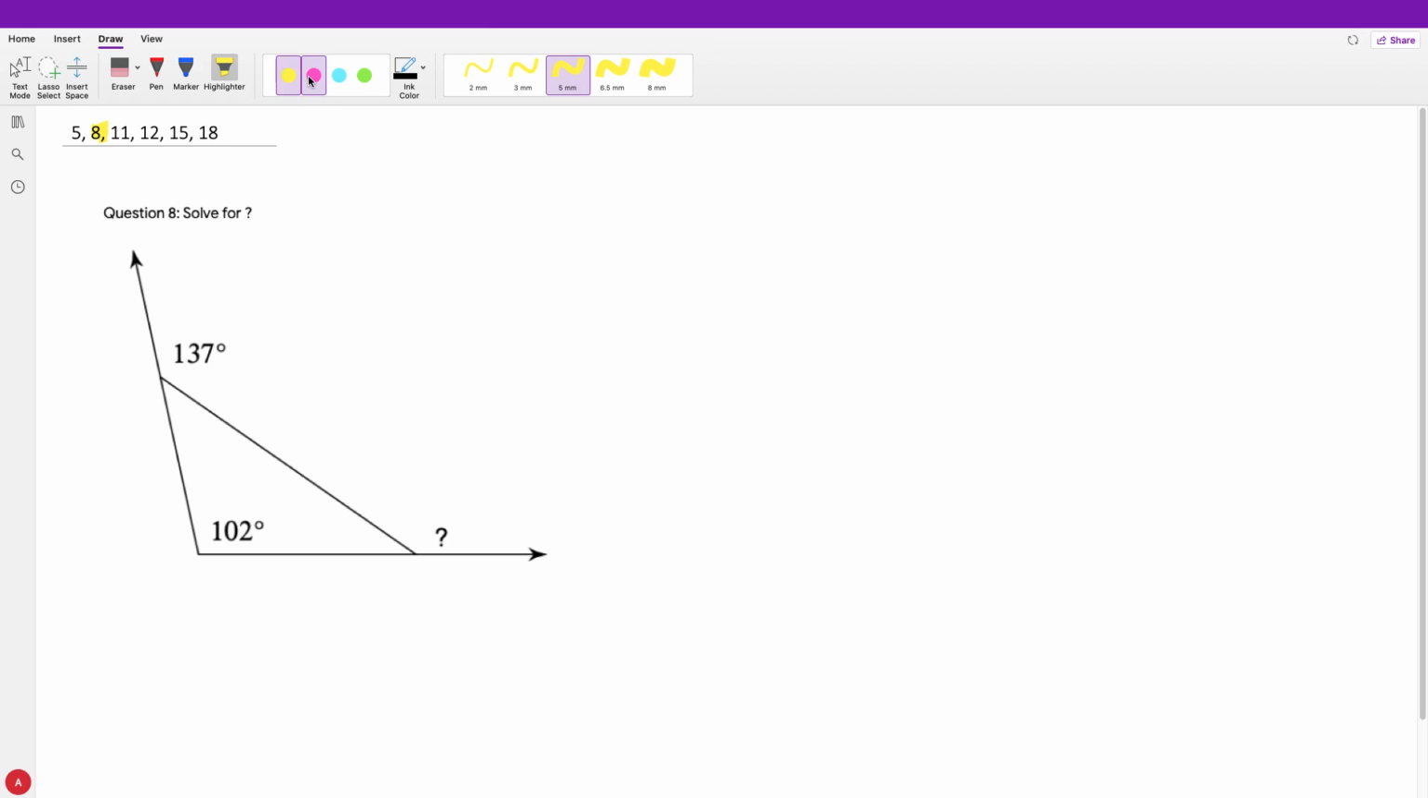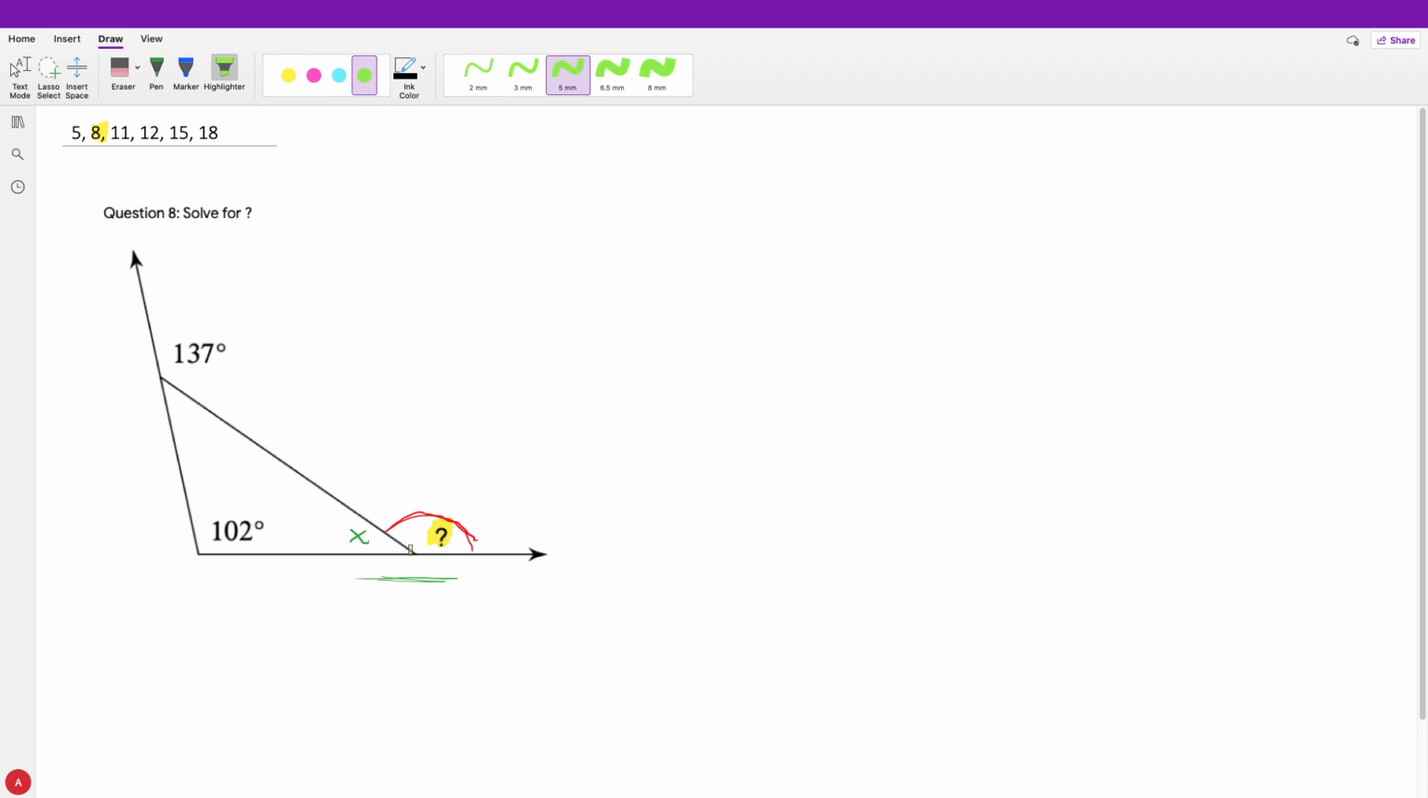All right, so we're asked to solve for this question mark here. What is the measure of this angle, from here to here? In order to solve for that, I need to solve for this angle, because I know that these two angles form a straight line. So if I can solve for x, I can solve for the question mark, because I know that they'll add up to 180.